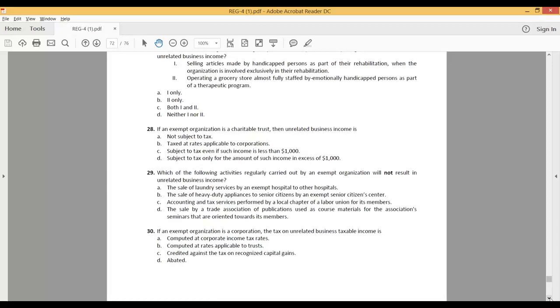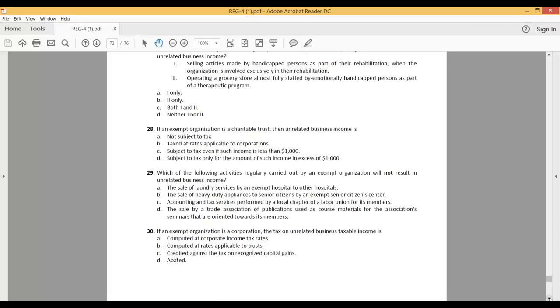So D here is the correct answer, because it's a trade association selling its own publications, its course material, which is intended for the benefit of its members. So it's not stepping out of its exempt purpose. But if you look at the other options, for example, the sale of laundry service by an exempt hospital to other hospitals. Now, a hospital's primary purpose is not laundry services, right? This is more of an unrelated business income.